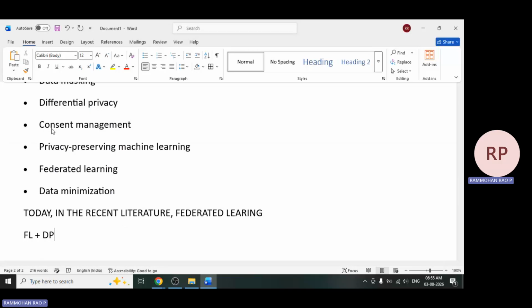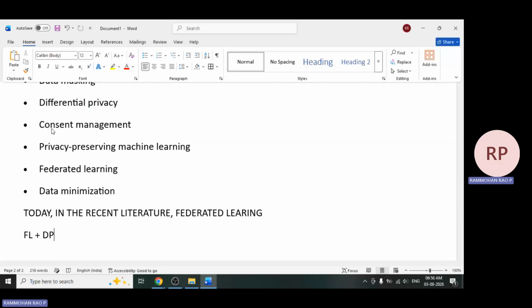Differential privacy is another important concept in the field of privacy where we try to add a little bit of mathematical noise to the data such that it becomes difficult to check whether a particular person's information is present in the data set or not. So if my data set is represented as D, and after adding a little bit of mathematical noise, it becomes D dash.